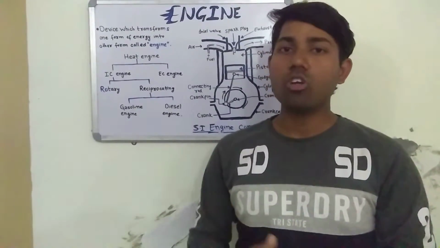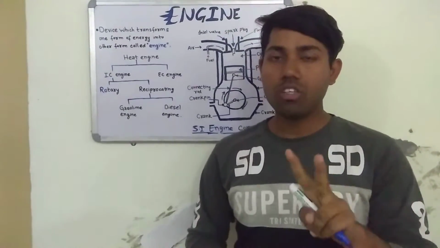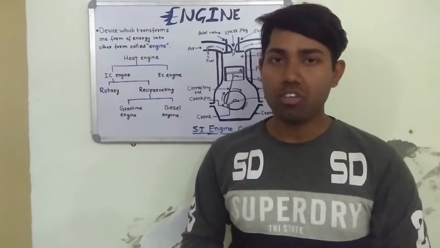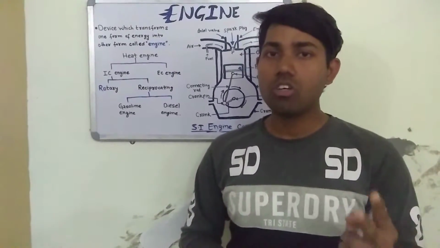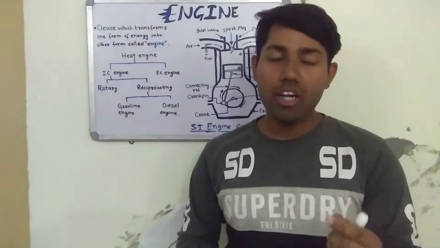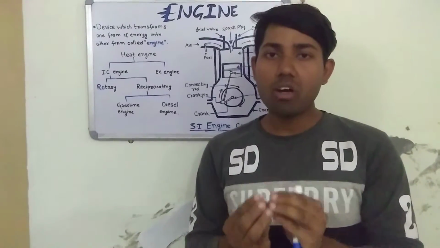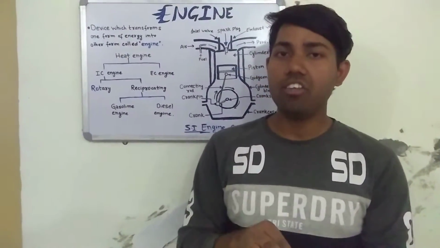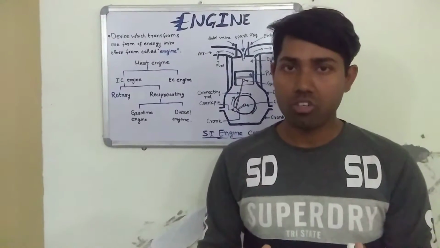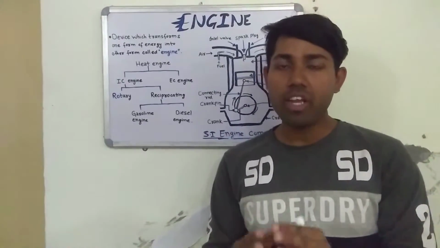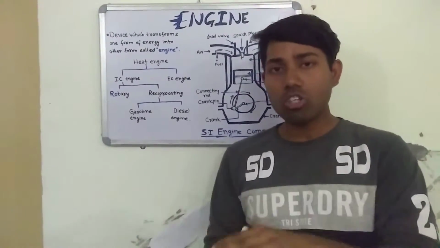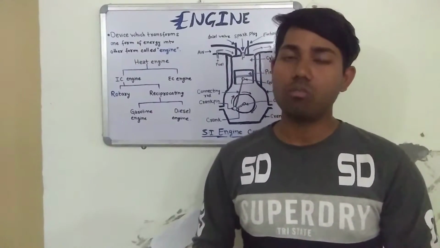So let's start about the types of heat engine. There are basically two types of heat engine. First, internal combustion, second, external combustion. Internal combustion means when a combustion takes place inside the engine. External combustion means when a combustion takes place outside the engine.